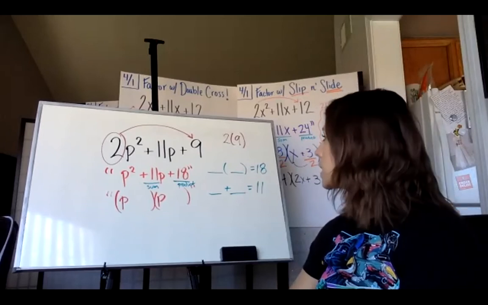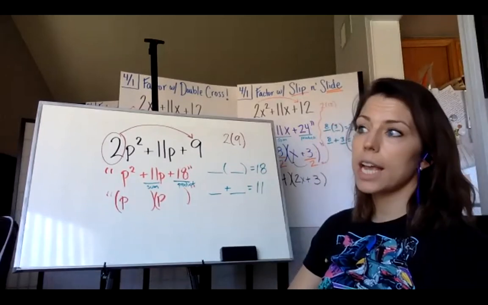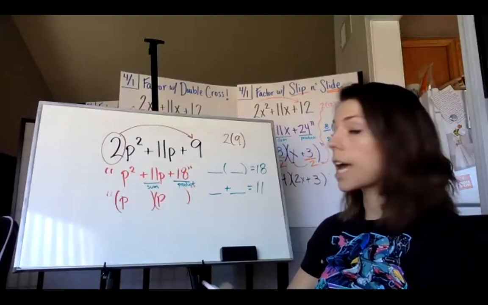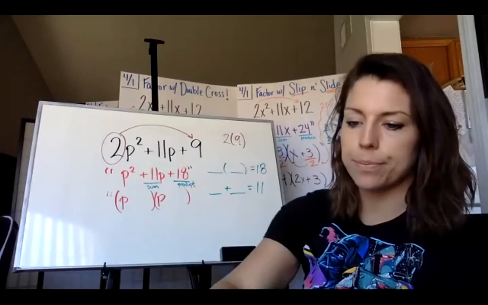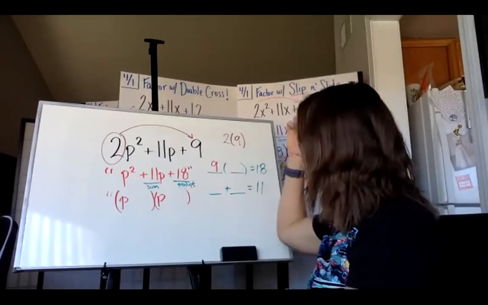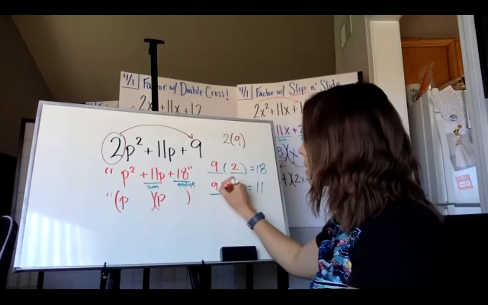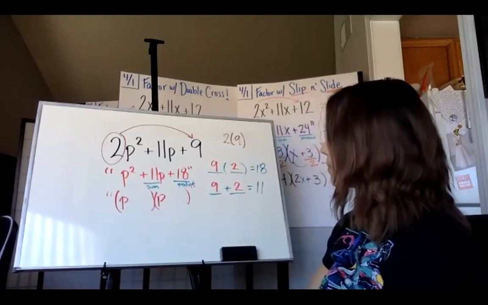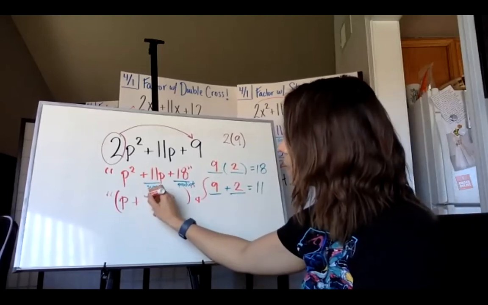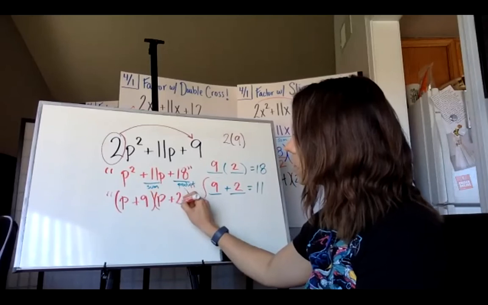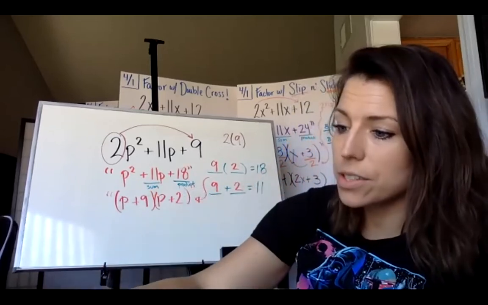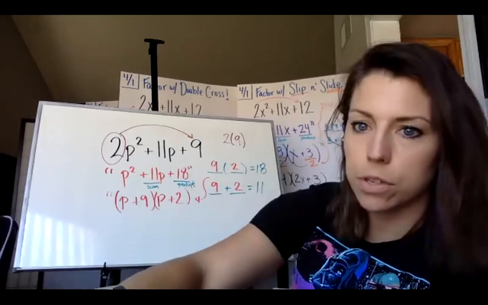6 and 3 add up to 9, 18 and 1 add up to 19, 9 and 2 add up to 11. So I know my 2 answers in any particular order are 9 and 2, or 2 and 9, doesn't matter. Take those, put them into your binomials. It's a positive 9 and a positive 2. Remember, that is not your final answer. Your final answer happens after you slide.